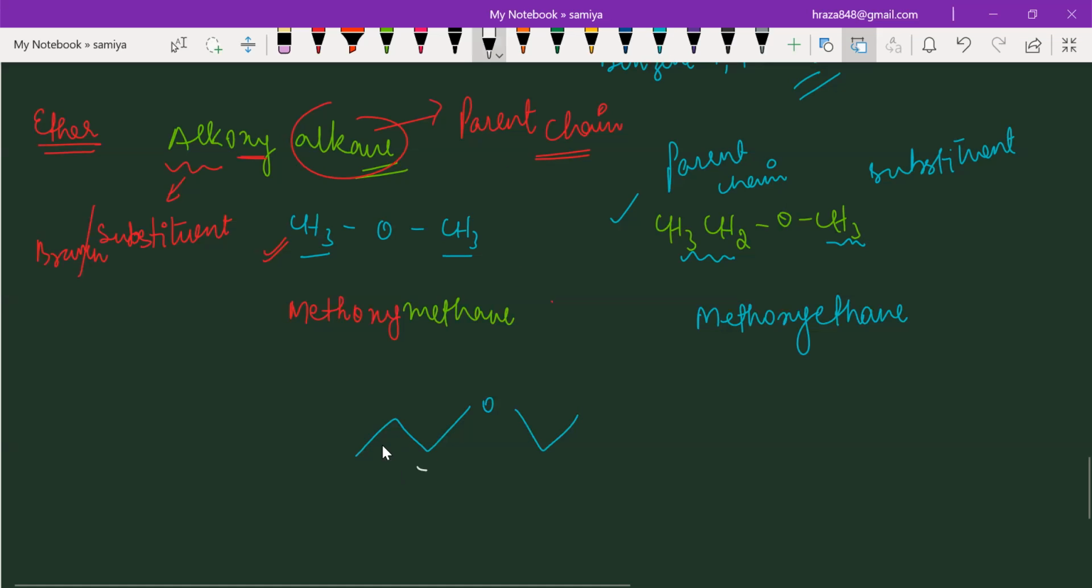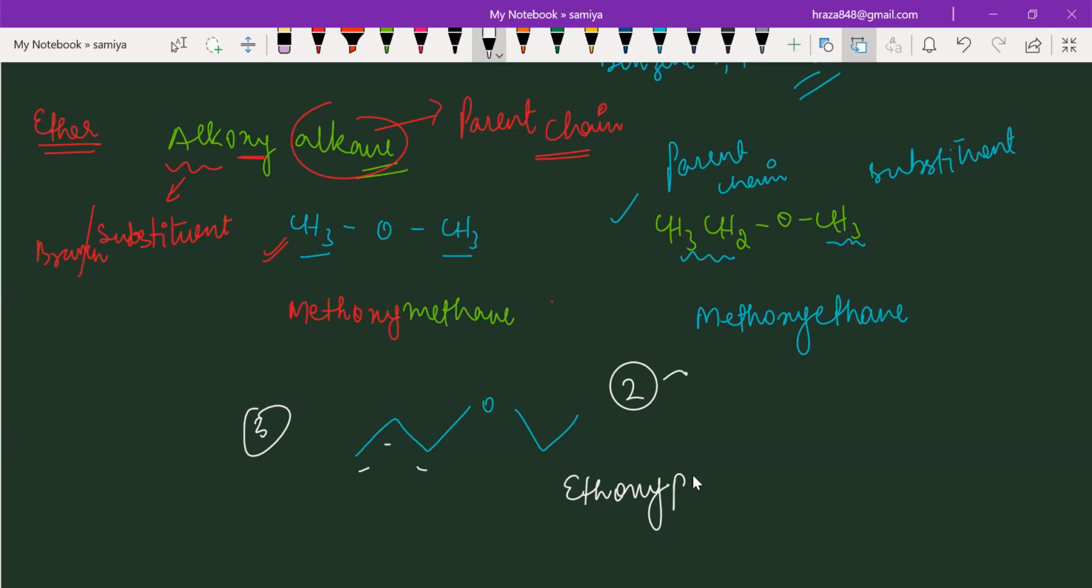Now you can see how many carbons: three carbons here, two carbons here. So this will be the substituent. So eth for two carbons, oxy, and three carbons, prop, singly bonded, ethoxypropane. Is that clear?